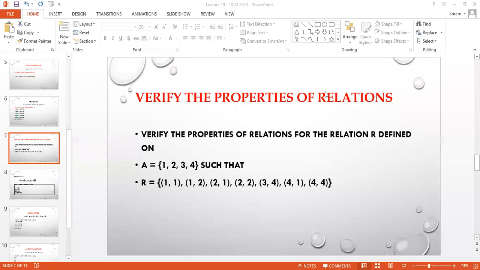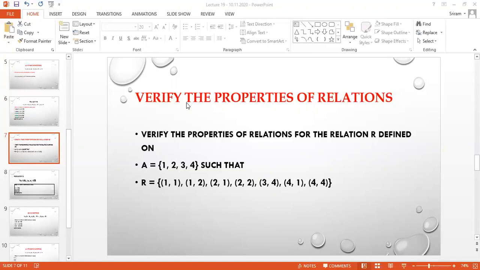The four properties. The first property is called reflexive. The meaning of reflexive: I should have the same repeated numbers as the pair. This is called reflexive. If even one pair does not exist, we are going to say this is not reflexive.